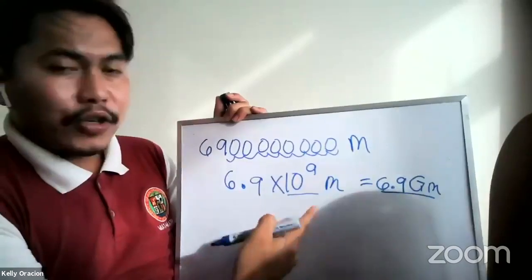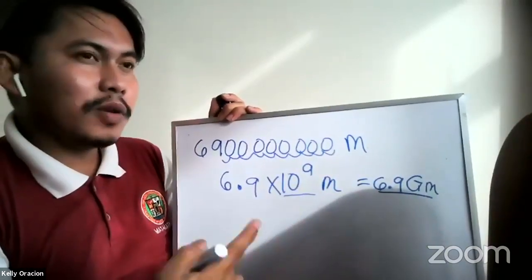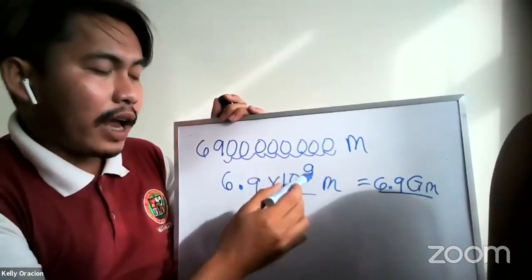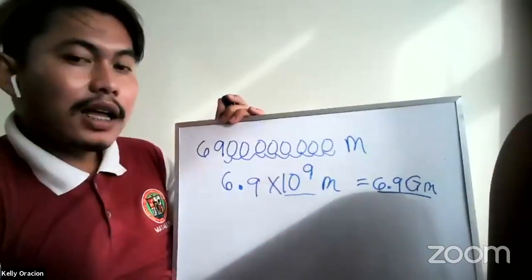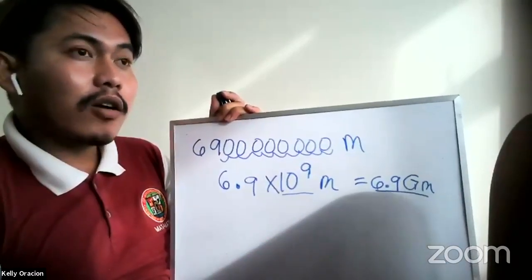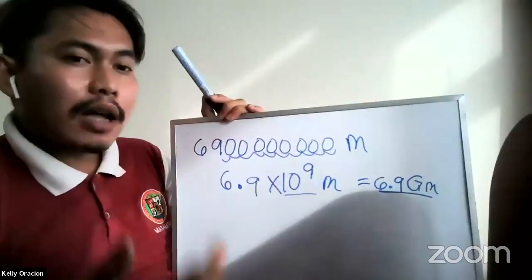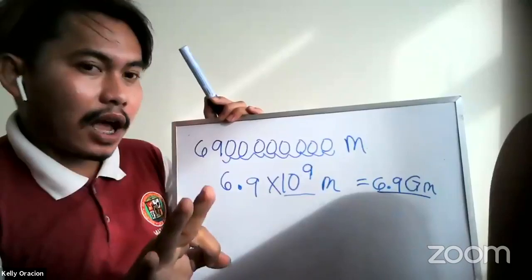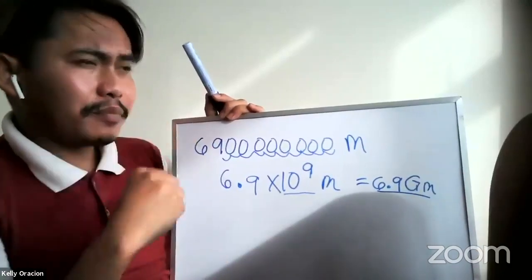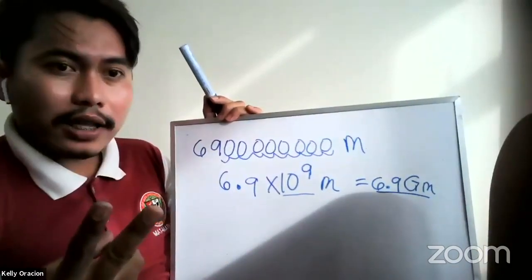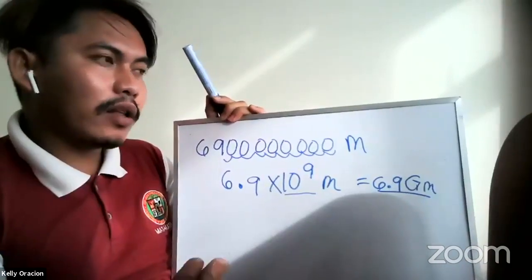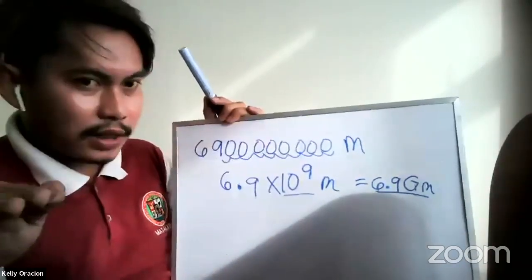You don't need to choose na because you don't need to choose between two numbers. Because 10 raised to 9 has its own prefix na. So you don't need to choose na. Unlike sa ating previous 3 examples kanina, kailangan dalawa yung piliin nyo, because you can't find that number in the prefix. Okay, let's continue our discussion.